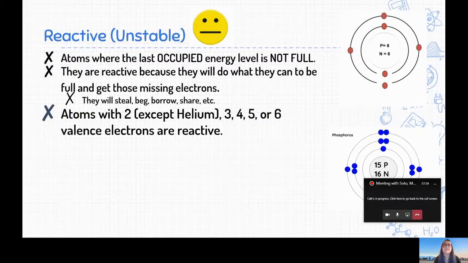They need somebody else to make them happy, to fill up that shell with more electrons. Okay? They by themselves cannot be happy. They cannot be stable. They need to join with somebody else to make that shell full. Okay? So think of the ones that will beg, steal, borrow, share with somebody else in order to be okay.